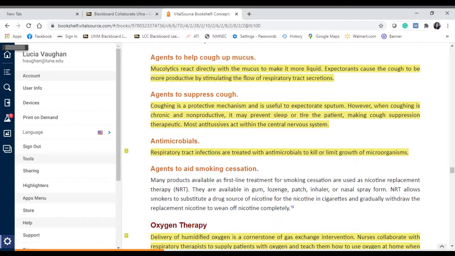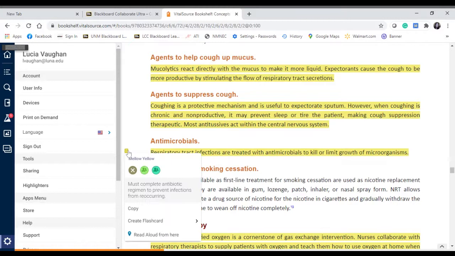Antimicrobials. Respiratory tract infections are treated with antimicrobials to kill or limit the growth of microorganisms. When our patient is taking an antimicrobial, we need to teach them that they need to complete the antibiotic regimen to prevent infections from reoccurring.